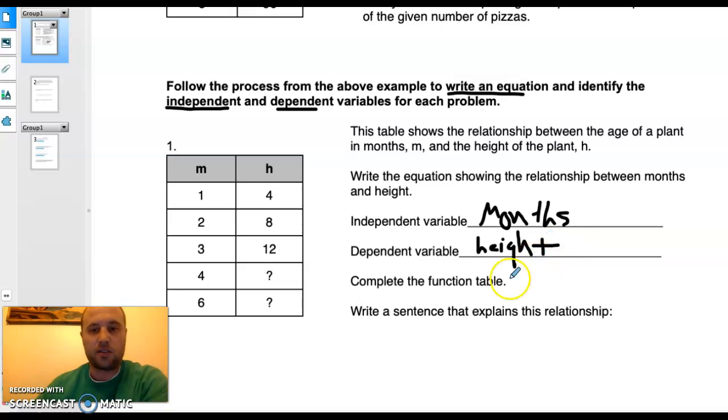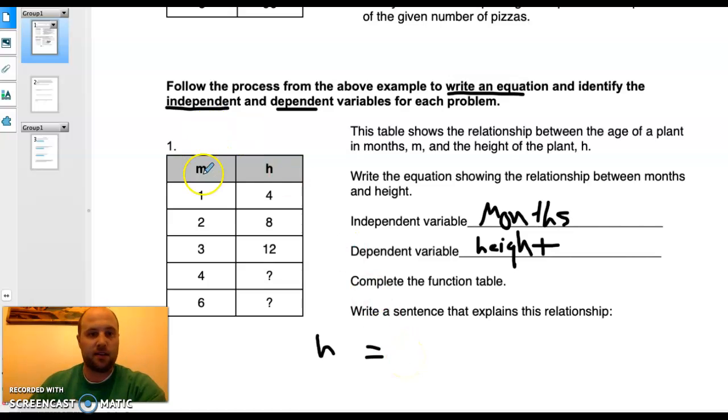Okay. So now that we have our independent and our dependent variables, we can write our equation. Remember I told you we need an equal sign, and on the side by itself is our dependent variable, the one that it's equal to. So the thing over here all by itself is our y. Our height is our y, okay? Do we have a constant that we can multiply or add or subtract by?